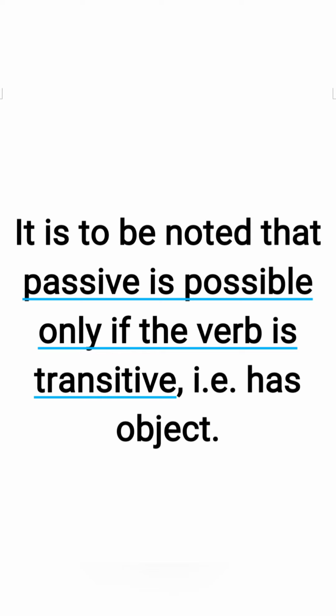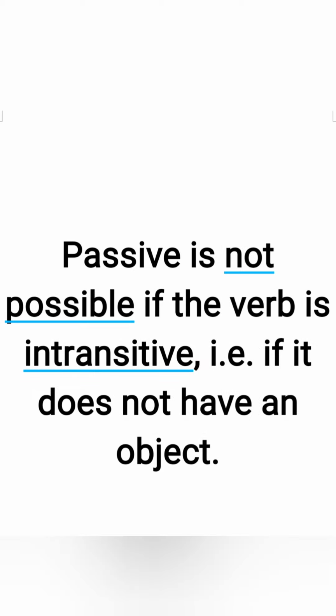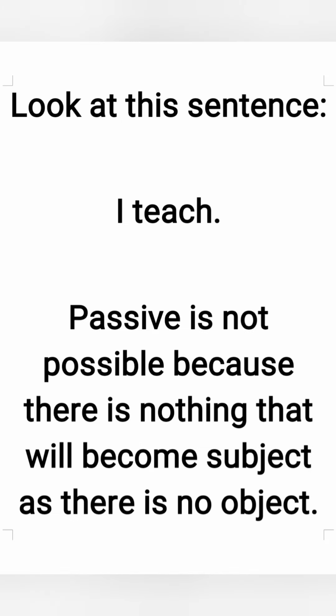It is to be noted that passive is possible only if the verb is transitive, that is, when it has an object. Passive is not possible if the verb is intransitive, that is, if it does not have an object. Look, for example, at this sentence, I teach. The verb teach is intransitive because it does not have an object, and therefore passive is not possible because there is nothing that will become subject if we try to change it into passive, as there is no object.